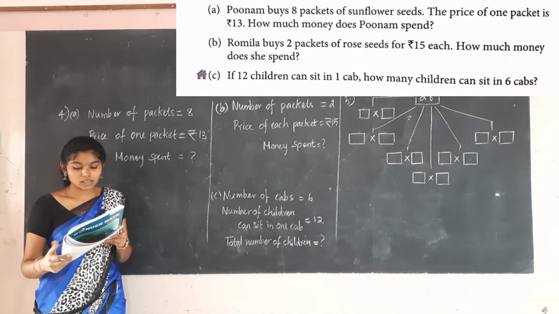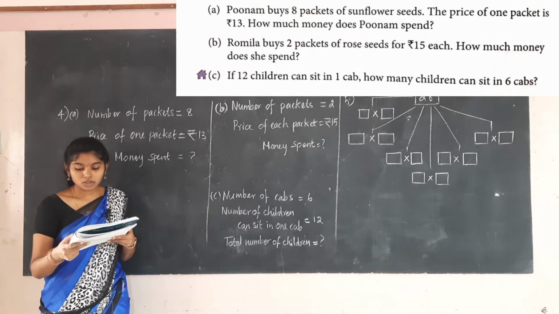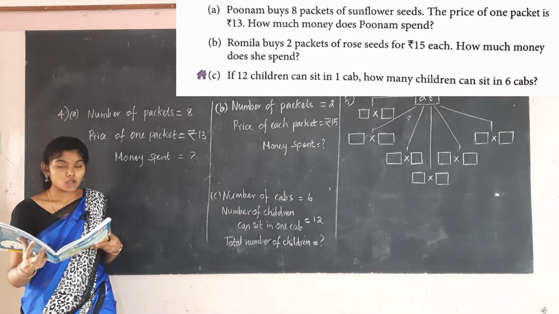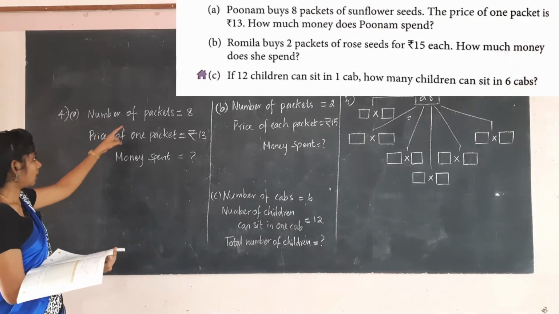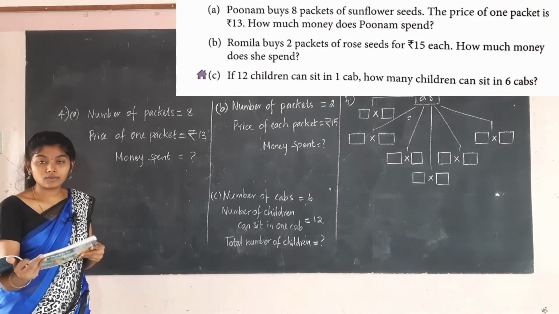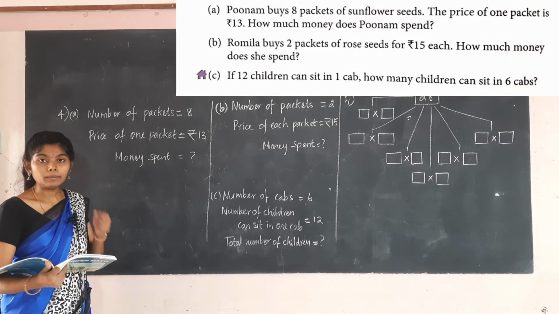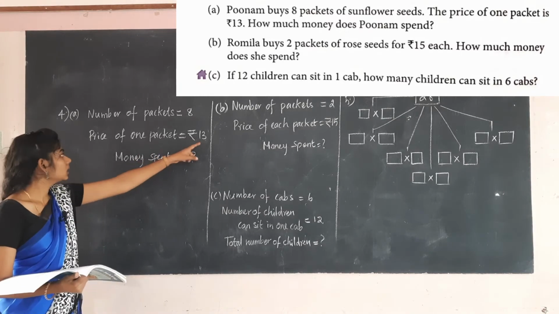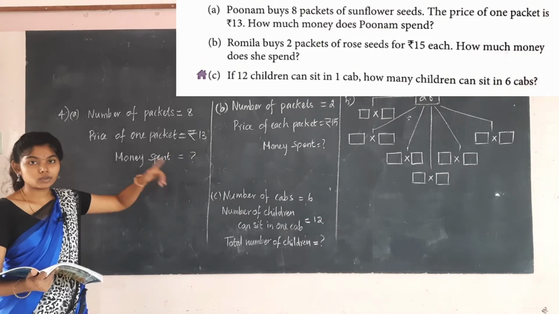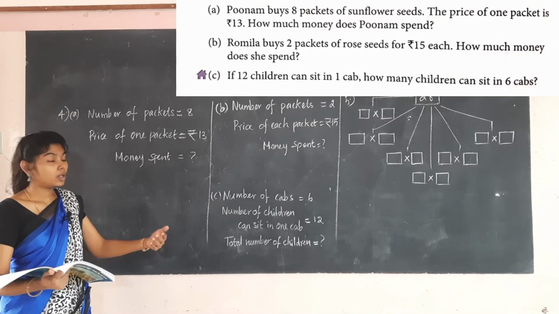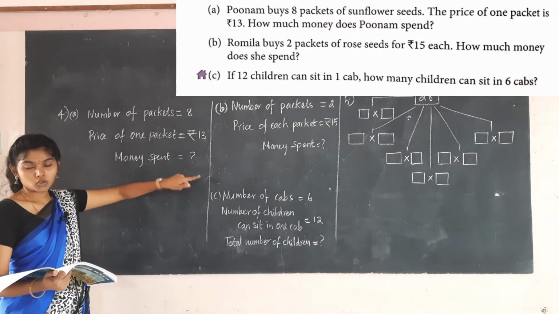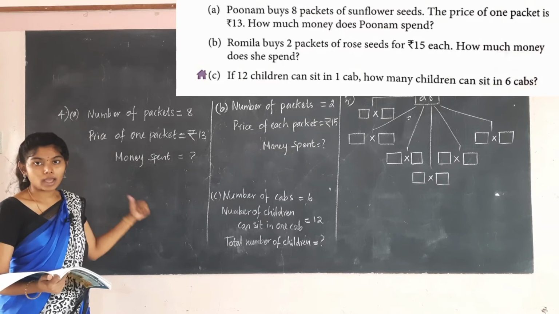Now the fourth one, answer the following. Poonam buys 8 packets of sunflower seeds. The price of one packet is rupees 13. How much money does Poonam spend? Here the given part is the number of packets, 8. Poonam buys 8 packets of sunflower seeds, and the price of one packet is rupees 13. What you are going to find here is how much money she has spent. How can we find that? 13 into 8 or 8 into 13. You are going to multiply those two numbers, then you can get the answer.